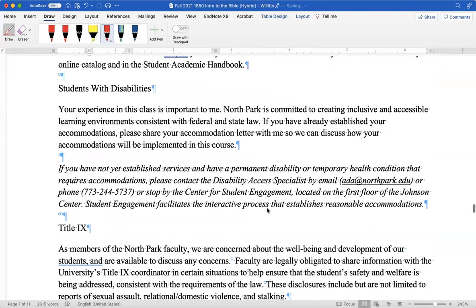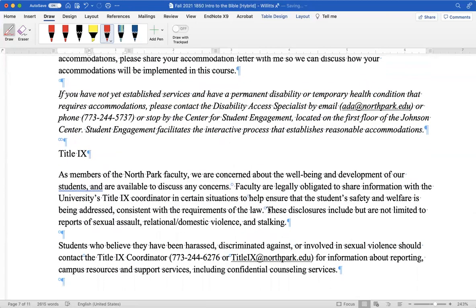Students with disabilities, we value all our students and want to make a learning experience possible for all. And we're going to bend over backwards to make sure that you have what you need to be at your best and to achieve your fullest potential. So if you need some accommodations, please contact our student engagement and get those set up and get them to me, and I will do my very best to help you by supporting the accommodations that you've determined are necessary.